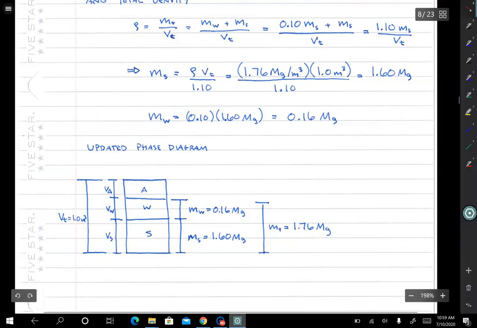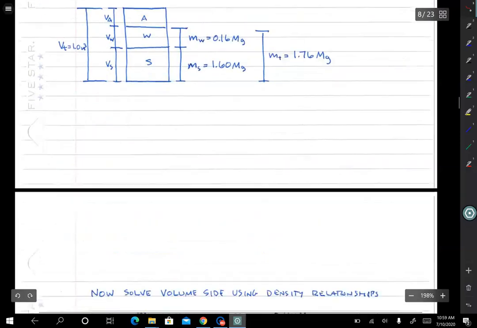Okay, notice that we started over here on the volume side, and then we invoked our definition of total density in order to get these mass quantities. So we've gone from here over to here. Now we have to come back to get these individual volumes of solids, water, and then air by subtracting from the total volume.